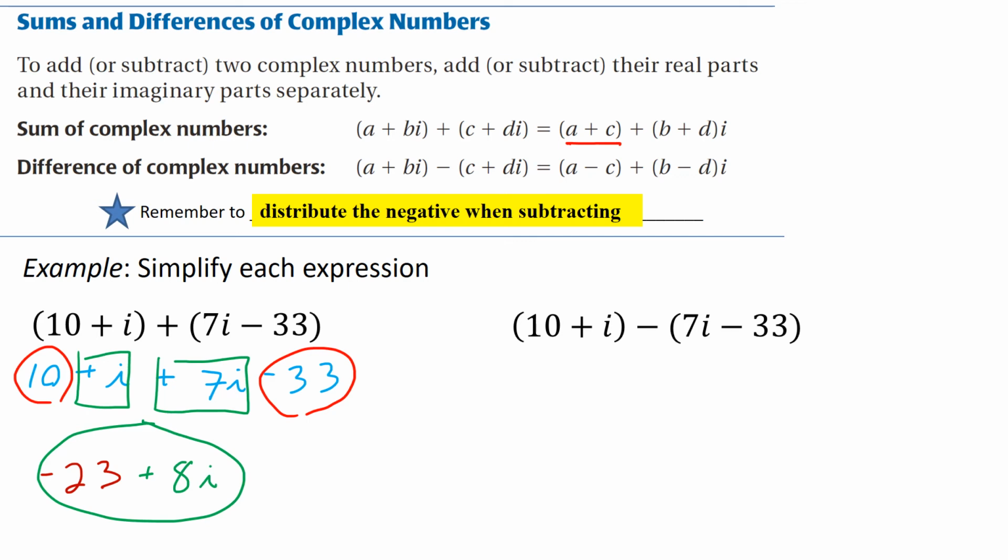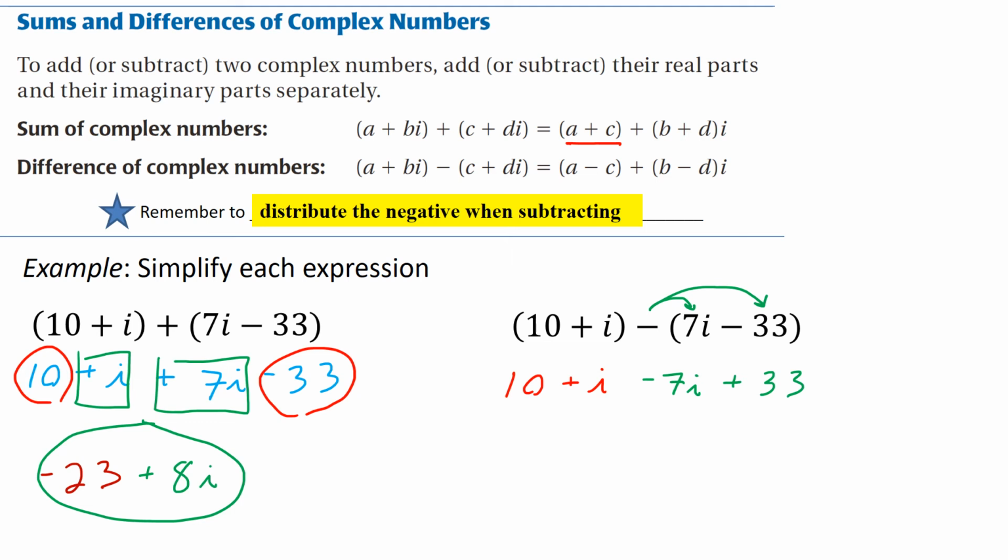And what about if we had the same thing, but this time it was being subtracted? Well, if that's the case, remember that old rule you had, keep, change, change, and later in algebra it just became that you have to distribute the negative. So we keep the first term, 10 plus i, and now we distribute the negative. That gives us negative 7i plus 33.